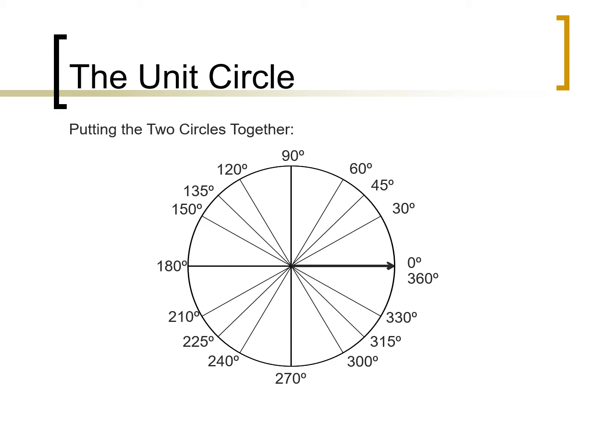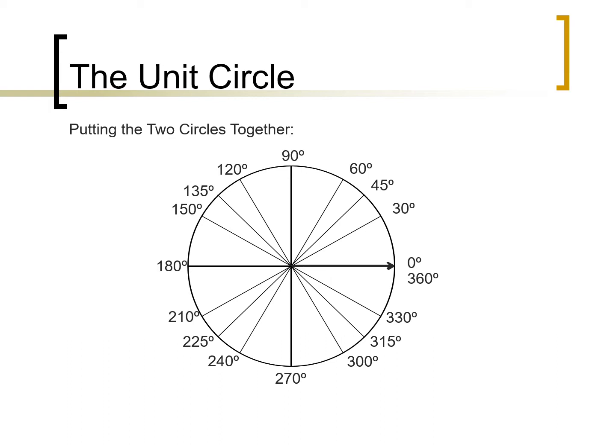All the important angles in terms of things we can do with trig. 0 degrees, 30 degrees, 45 degrees directly in the middle of quadrant 1, 60 degrees, 90 degrees, 120 degrees, 135 degrees, 150 degrees, 180 degrees, 210 degrees, 225 degrees, 240 degrees, 270 degrees, 300 degrees, 315 degrees, 330 degrees, and 360 degrees.